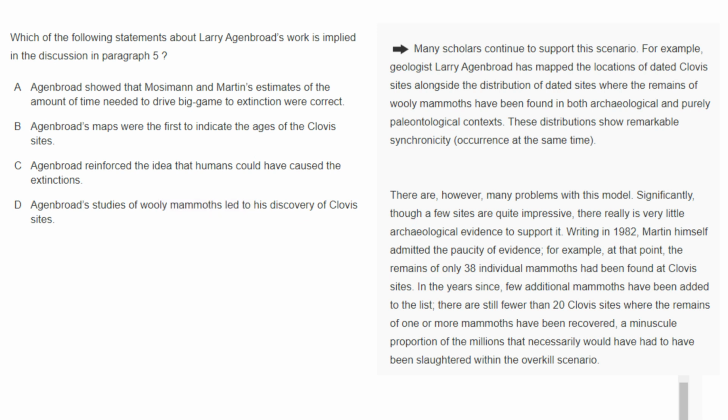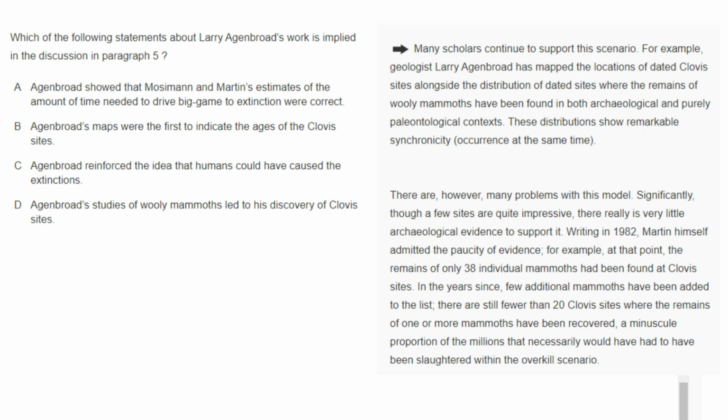Q4. Let's look at the question. Which of the following statements about Larry Agenbrode's work is implied in the discussion in paragraph 5? This is the relevant text. Geologist Larry Agenbrode has mapped the locations of dated Clovis sites alongside the distribution of dated sites where the remains of woolly mammoths have been found in both archaeological and purely paleontological contexts. These distributions show remarkable synchronicity, occurrence at the same time.